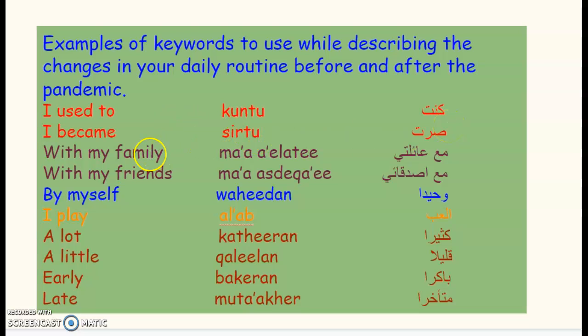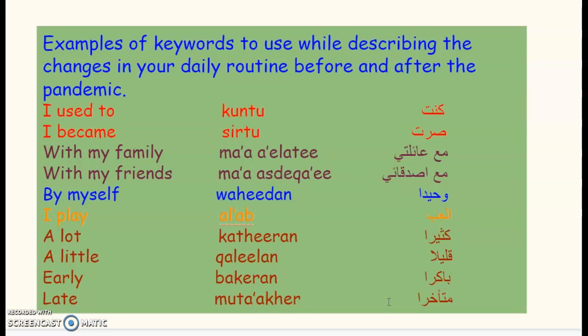With my family is ma عائلتي. With my friends, ma أصدقائي. By myself, وحيدا. I play ألعب. A lot, كثيرا. A little, قليلا. Early, باكرا. And late, متأخرا.